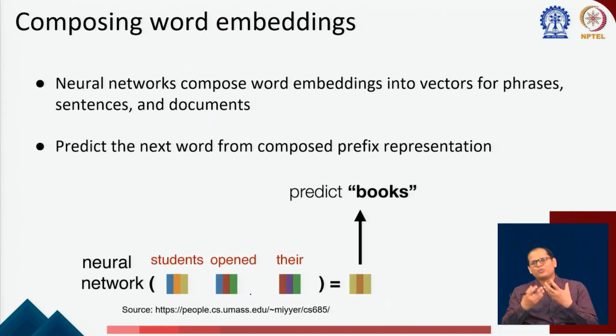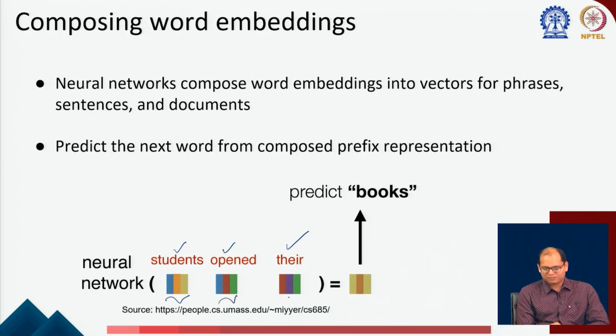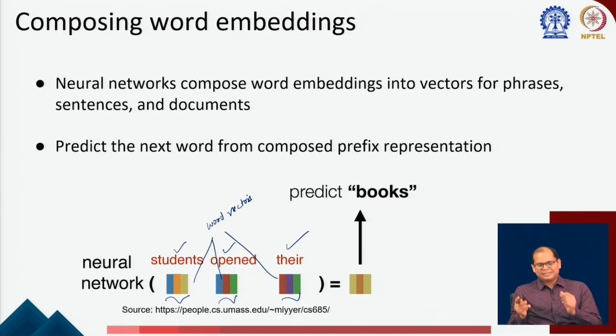Now, how do we do this? The first part is, how would I even feed this information, students open there? What we have learned in week 3 is that, if I want to generalize, I can convert these words into their word vectors, embeddings. So I can obtain the embeddings for students open there, these are the word vectors. And then I have some neural network that will take these word vectors and produce some representation. You can call it the phrase representation or the sentence representation at this point.